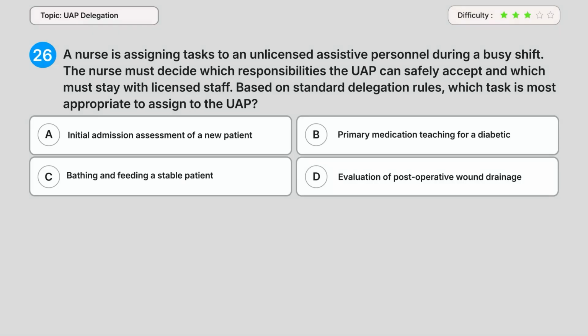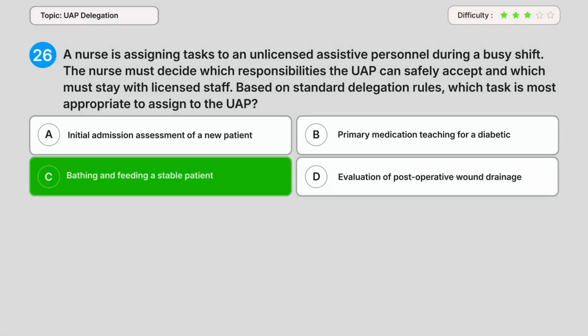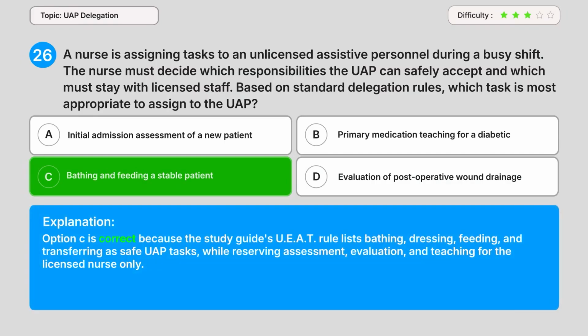Correct answer: C. Bathing and feeding a stable patient. Option C is correct because the study guide's UEAT rule lists bathing, dressing, feeding, and transferring as safe UAP tasks, while reserving assessment, evaluation, and teaching for the licensed nurse only.